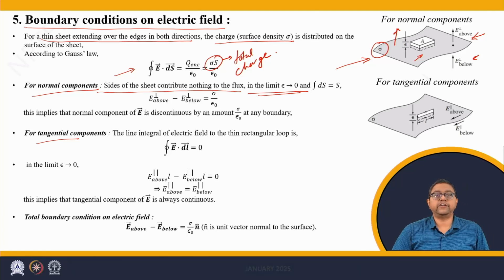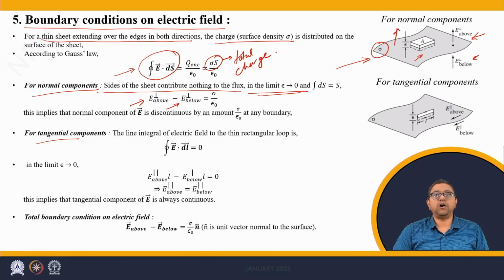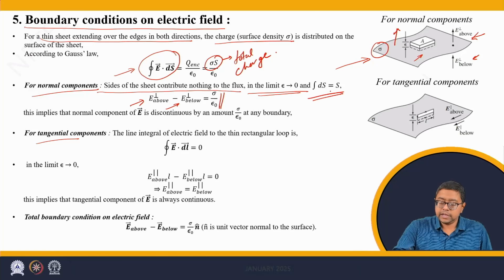We have the electric fields above and below forming the flux. This is because the electric field above and below is the difference in the flux which is crossing through this thin sheet. From Gauss law, this difference can be equal to sigma by epsilon naught. This also comes because integral ds equals s.